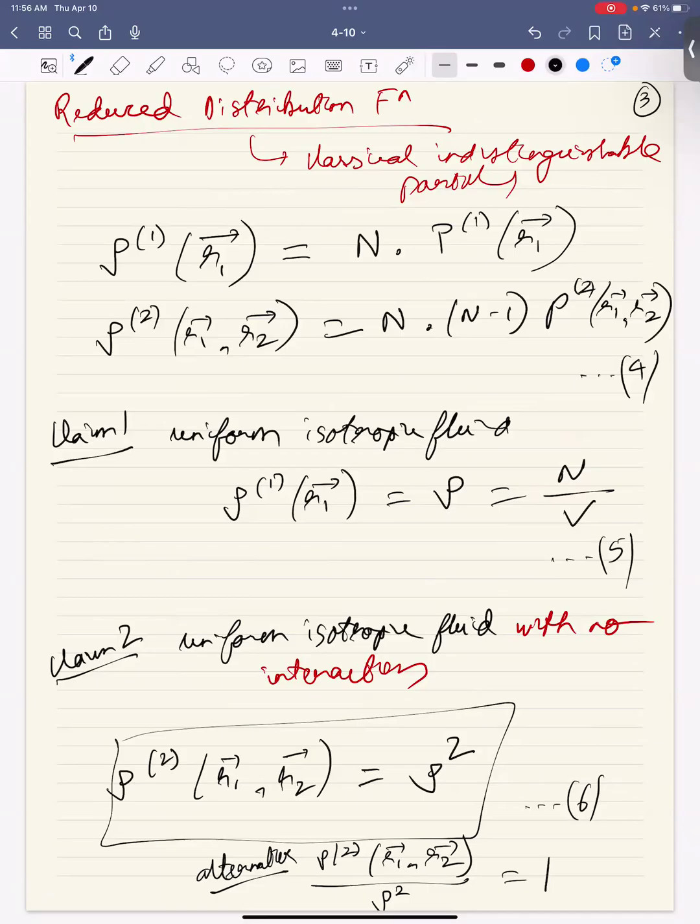Then we got to the reduced distribution function where we defined ρ1 and ρ2, right? ρ1 was n multiplied by P1, ρ2 was n multiplied by n minus 1 multiplied by P2, right? And now I'm not caring about which particles, any two particles will do out of an n particle system. For a uniform isotropic fluid, even with interactions, let me emphasize this, even with interactions, as long as it is uniform isotropic, ρ1 of R1 is the density, n by V. For a uniform isotropic fluid with no interactions, ρ2 of R1 R2 is equal to rho square, right?